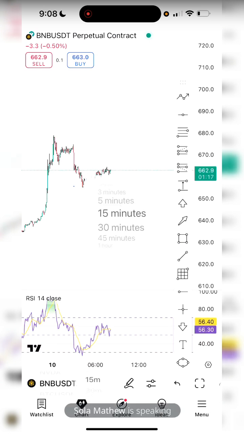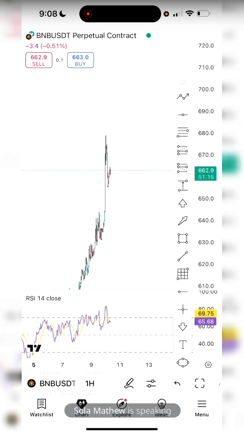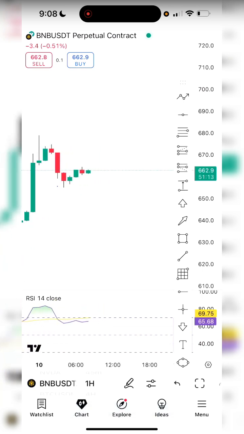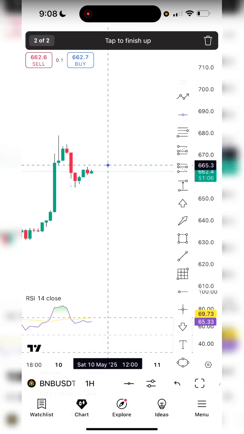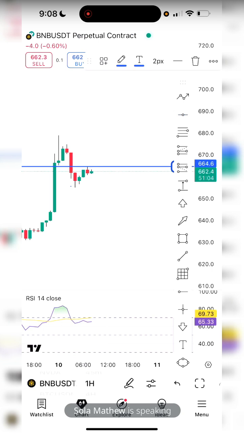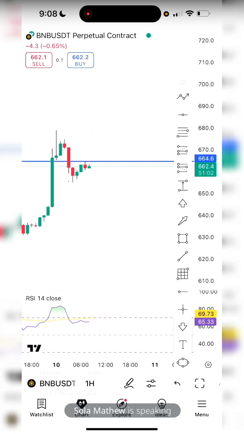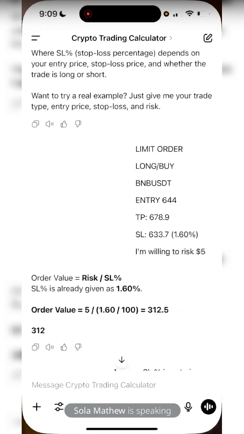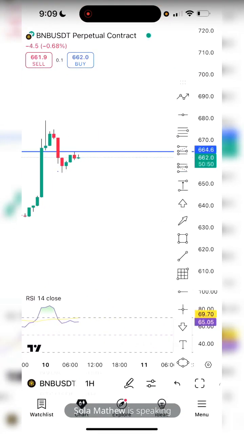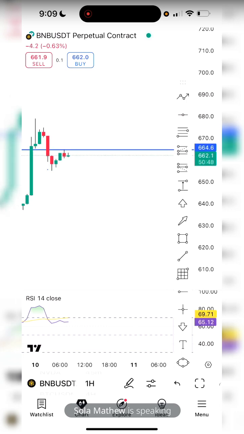Let me change it back to 1 hour and see. So 644. This is the 644 that I think we should take it from. All right, so entry 644, stop loss 678. You can also pick it now. If they say 644 and you can see that this is going up, right?